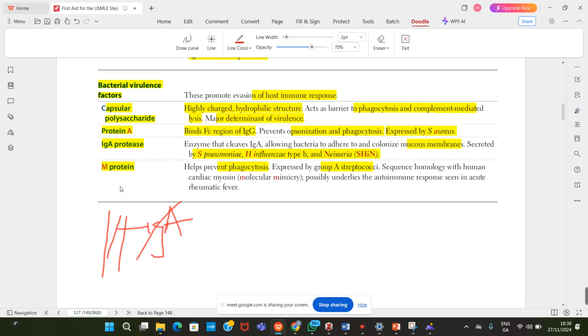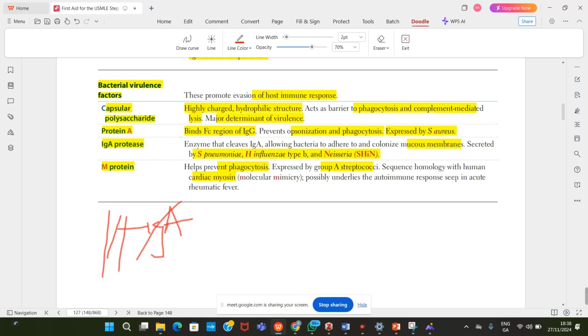And this M protein is also responsible for the autoimmune response that you see in acute rheumatic fever. Because the M protein that they release is very, very similar in terms of its sequence immunology to human cardiac myosin. Human cardiac myosin is a protein in the heart. So we have myosin, we have actin. The composition of that myosin is very similar to M protein.